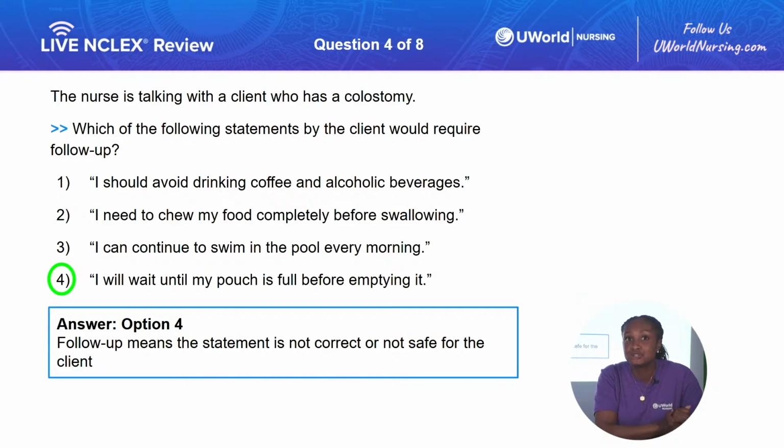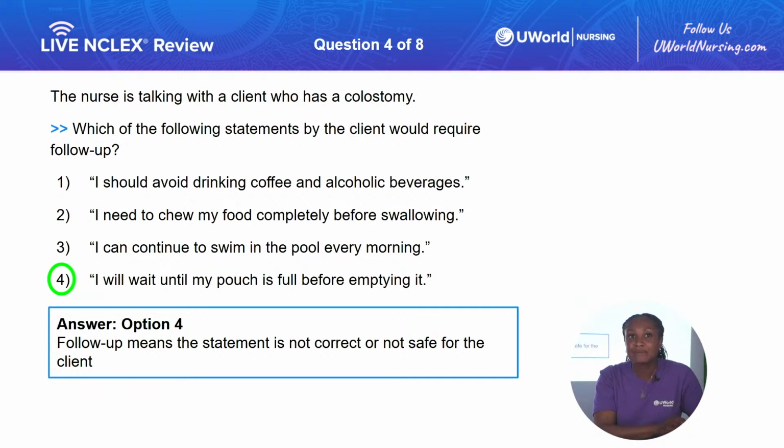Option 2, I need to chew my food completely before swallowing. Again, another good teaching point. With their colostomy, their food isn't going through their entire intestines to be digested and broken down completely. So depending on where the colostomy is, some of that food could still be in bigger chunks, which could cause a blockage. So we want to make sure that they are chewing their food very, very thoroughly so that it doesn't cause any blockages in their colostomy or in their tract.